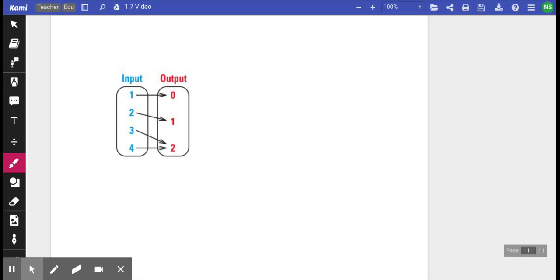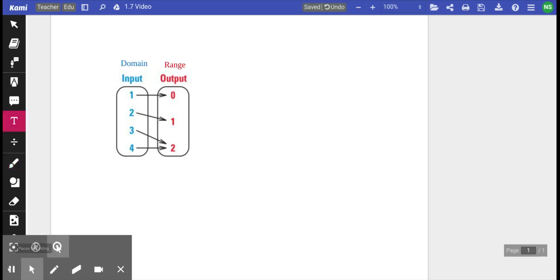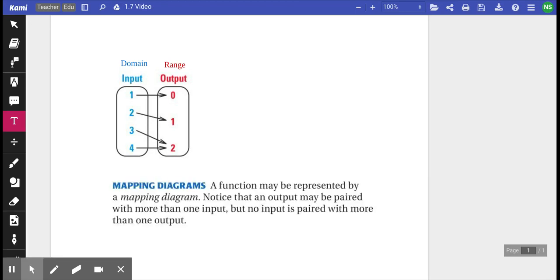So on your screen is a mapping diagram. You see a box with input and output. You can also think of those boxes as domain and range. They mean the same thing. Notice that an output may be paired with more than one input, but no input is paired with more than one output.